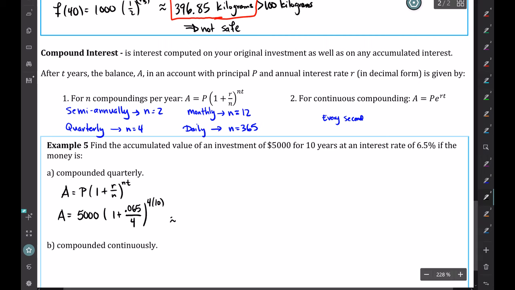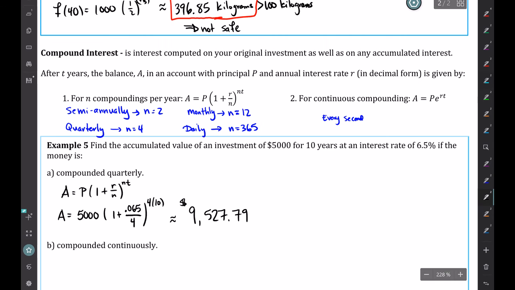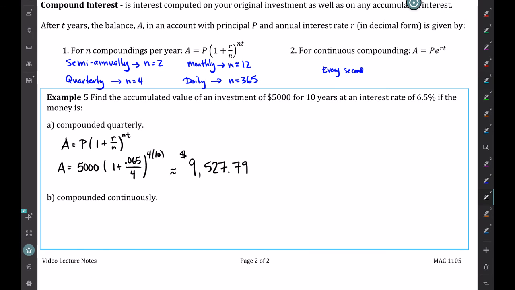And if you plug that into a calculator, you should get about $9,527.79. Okay. So you've made about $4,527 just by sticking this money in the bank and leaving it there. It'd be nice if banks actually paid 6.5% interest right now, but they don't. But there are other investments that would pay more than that, on average, let's say.